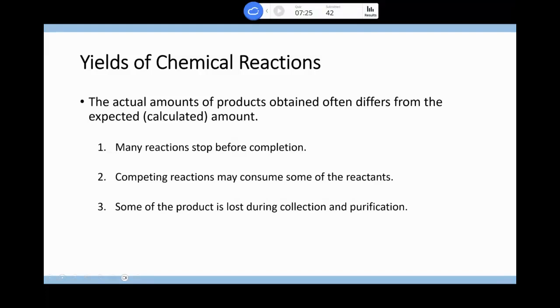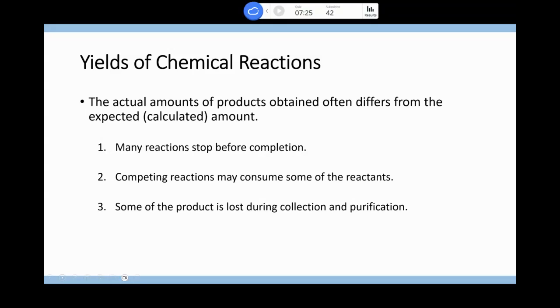But in reality, many reactions will stop before they're completely finished, before all of the limiting reactant is completely used up. If you're adding some reactants to a flask, there could be competing reactions that will use up some of the reactants, and so you're not producing the theoretical yield of product. You could lose some product during collection or purification. Like if you do a reaction in a beaker and then you produce a solid and you need to filter out the solid, or you need to transfer the solid to a weigh paper to weigh the product amount, some solid might be left over in the beaker and you're not calculating the full amount that's produced.